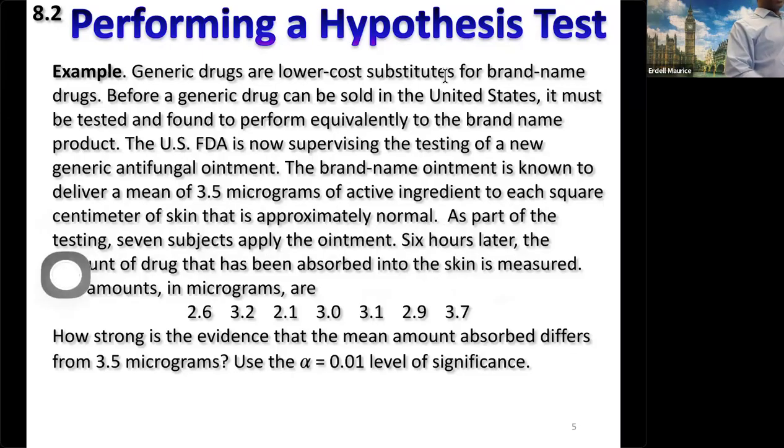As part of the testing, 7 subjects applied the ointment. 6 hours later, the amount of drug that has been absorbed into the skin is measured. The amounts in micrograms are 2.6, 3.2, 2.1, 3.0, 3.1, 2.9, and 3.7. How strong is the evidence that the mean amount absorbed differs from 3.5? Use the alpha level, again, because we're in the science region right here. Notice the alpha level is much smaller. Use the alpha level of 0.01.